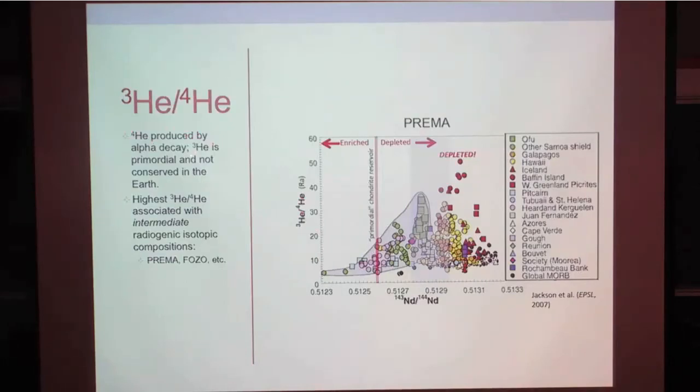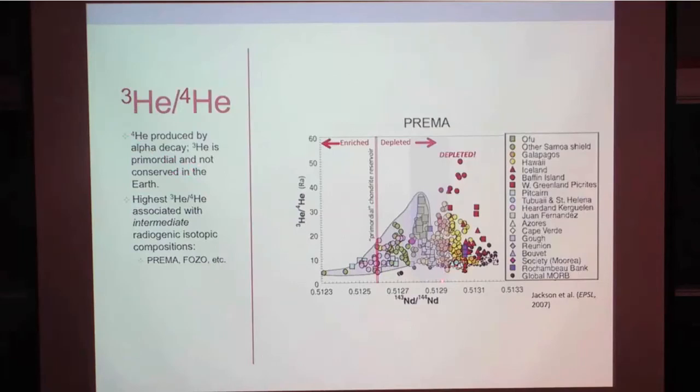Helium-4, of course, is produced by alpha decay. Helium-3 is primordial and is lost from the Earth. And it's a one-way trip for helium, and you can't recycle it. It's degassed during volcanic eruptions into the atmosphere and then leaves the atmosphere. So it's a tracer of primitive gas at least, and primitive material in particular.